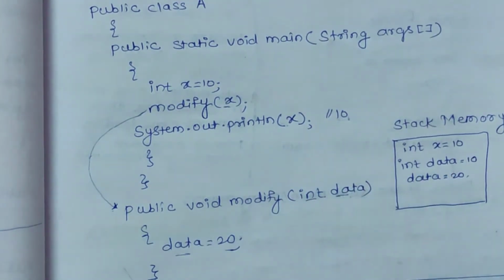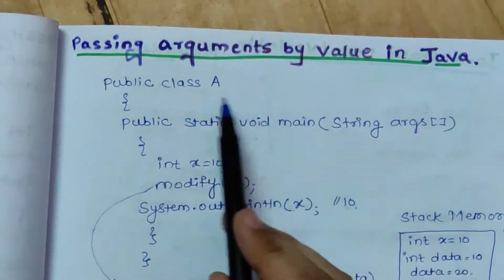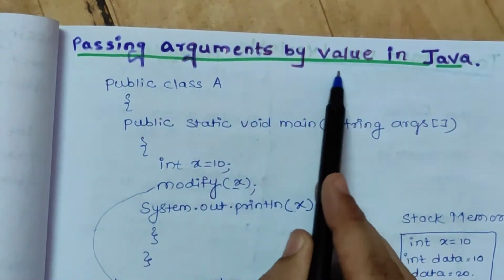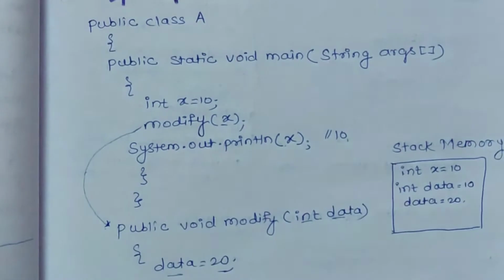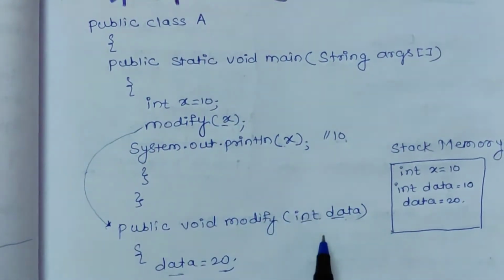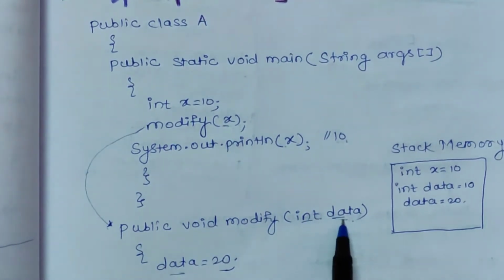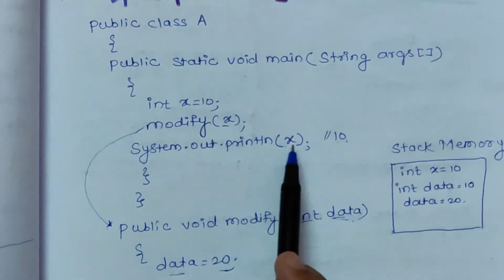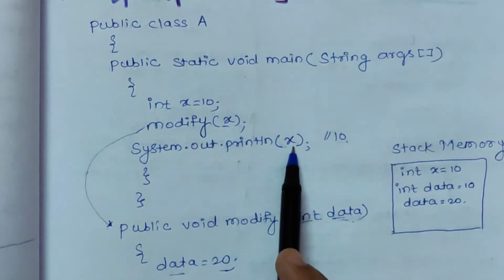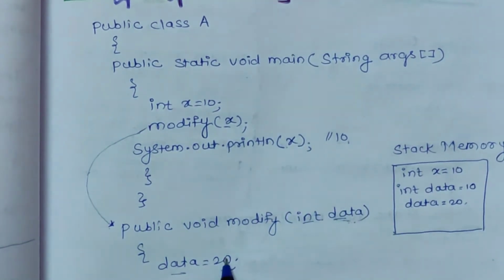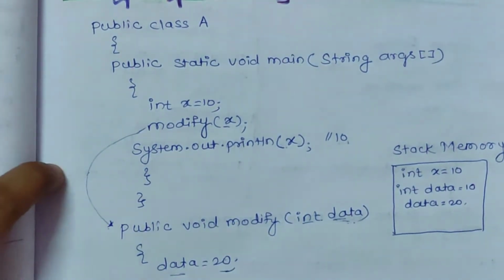Why is it so? Because this concept is passing arguments by value. We are passing the value of x and this value is getting copied in this data variable, and we are not actually changing the value of x, only the value of variable x is copied in this data variable. This is the concept behind call by value.